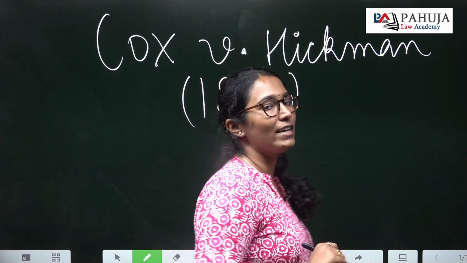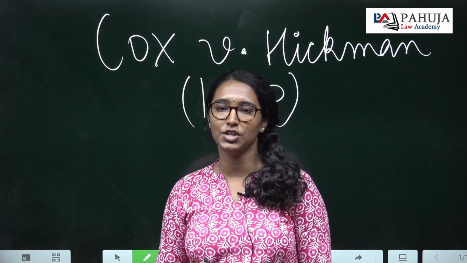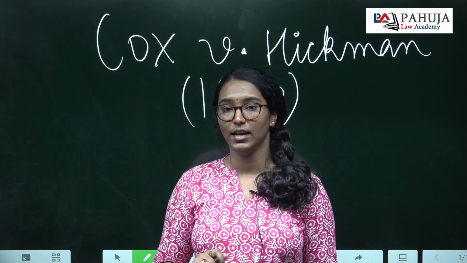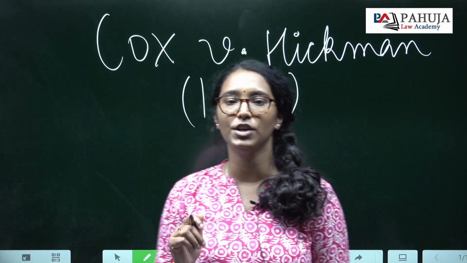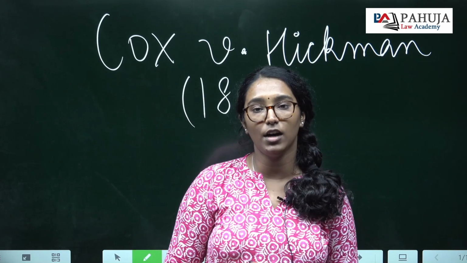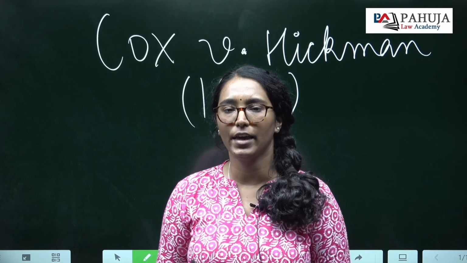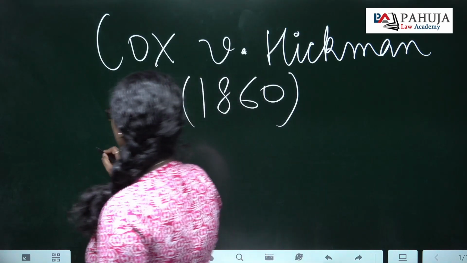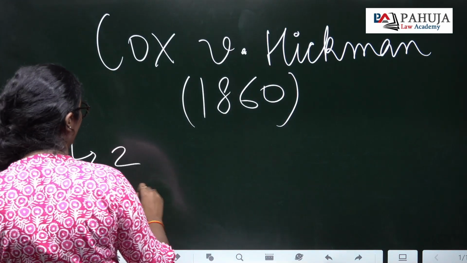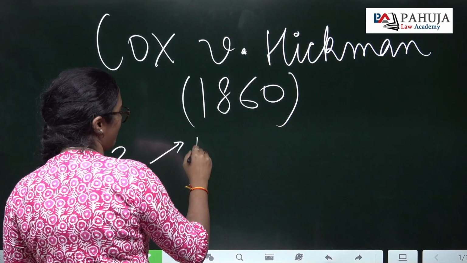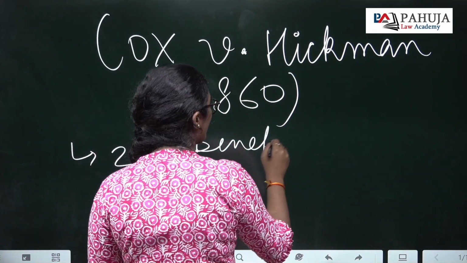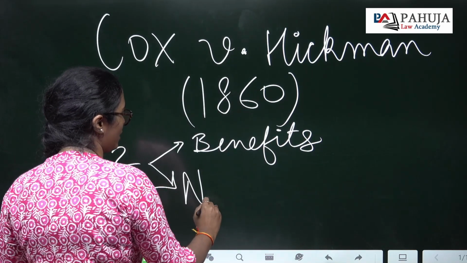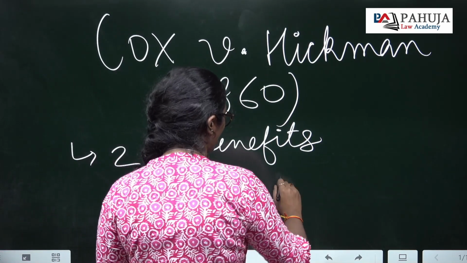This is a landmark English case in which the essential element of a partnership was discussed. It was discussed that if two persons are only sharing benefits, are only sharing the profits, can they be said to be partners in a firm? The court held that if two persons are only sharing benefits, but there is no real relationship of partnership, then it cannot be said to be a partnership. No real relationship.